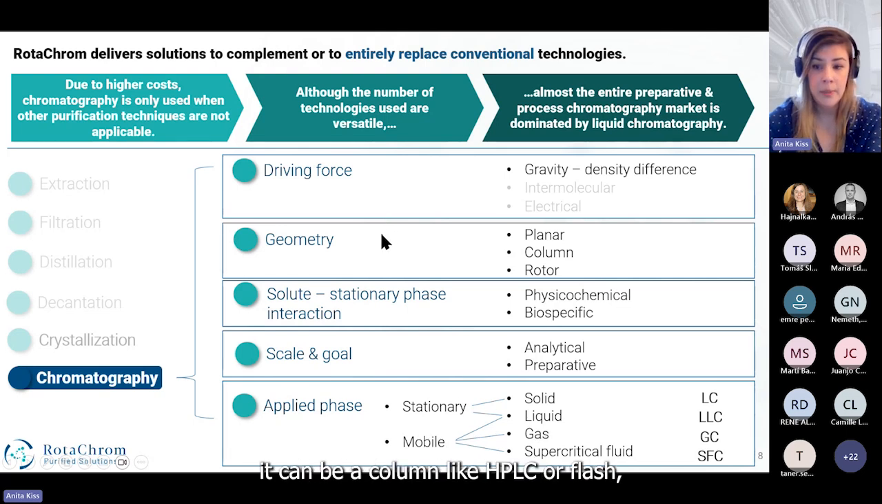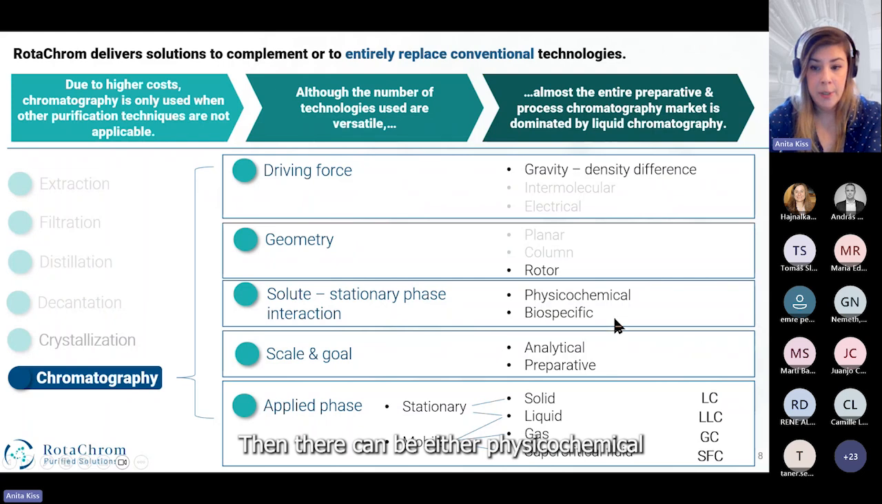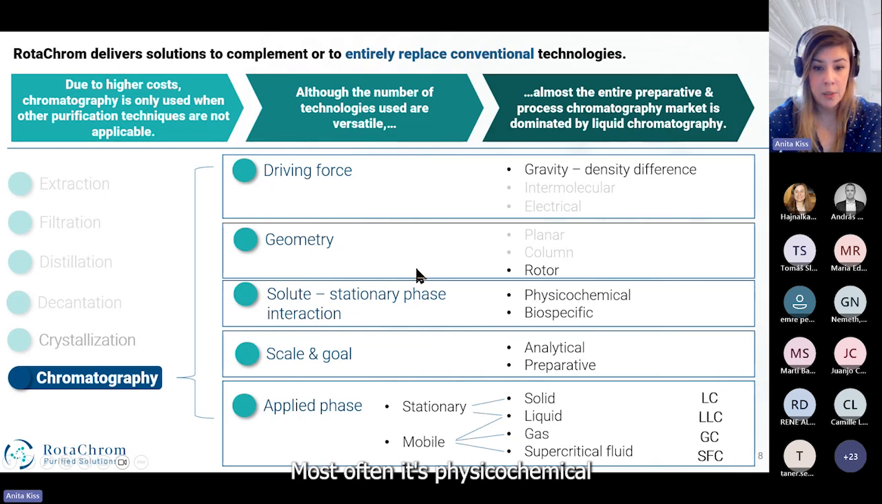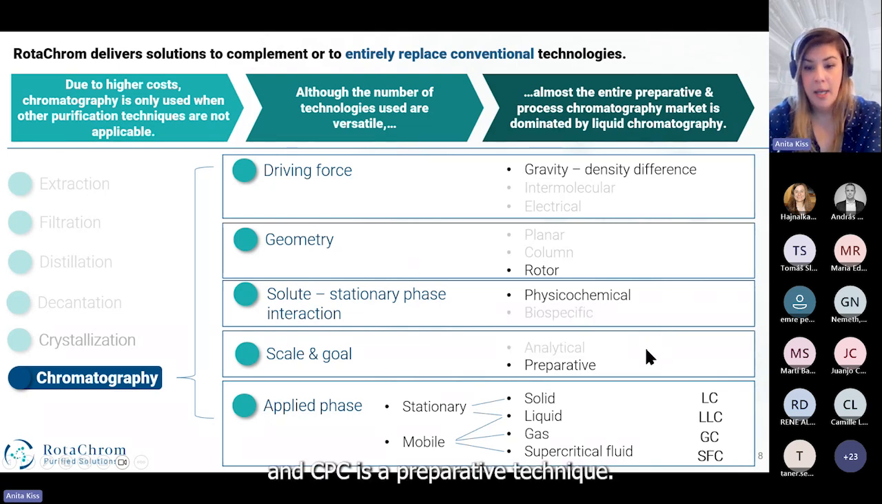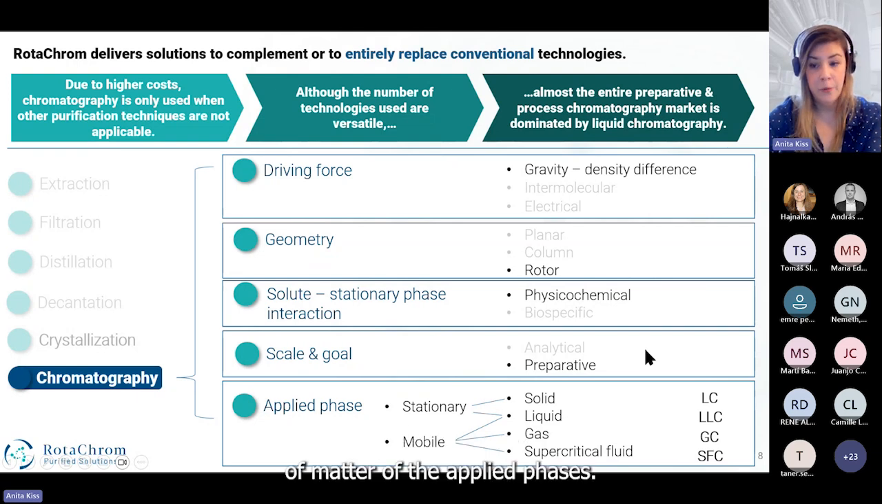It can be a column like HPLC or flash, or it can be a rotor like CPC. There can be either physicochemical or biospecific interactions between the solute and the stationary phase. Most often it's physicochemical, and CPC is a preparative technique. And the last category is defined by the state of matter of the applied phases.